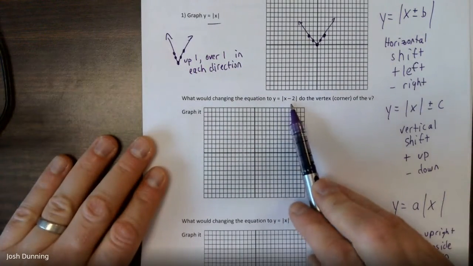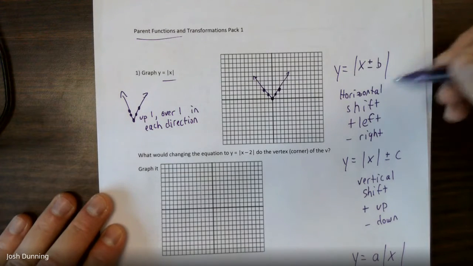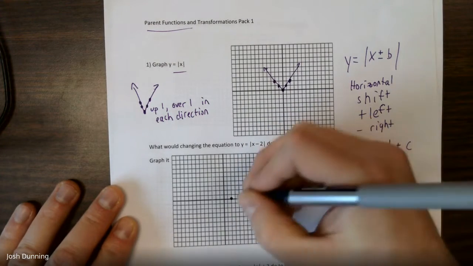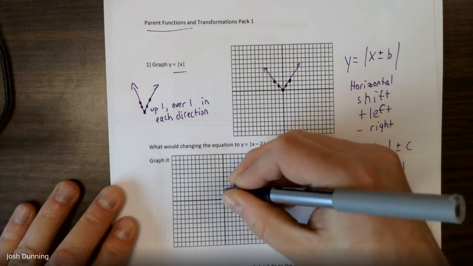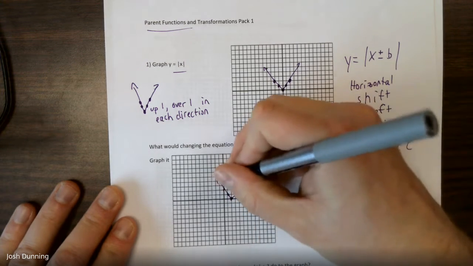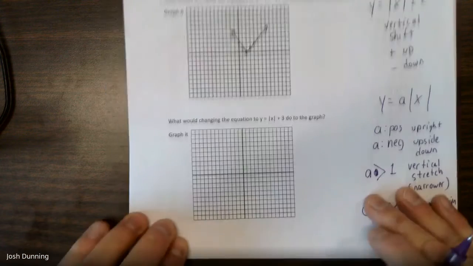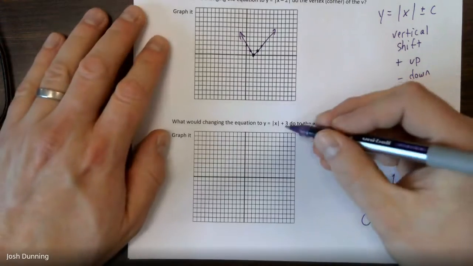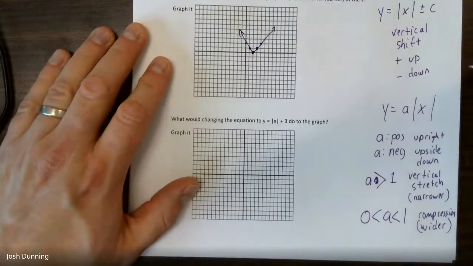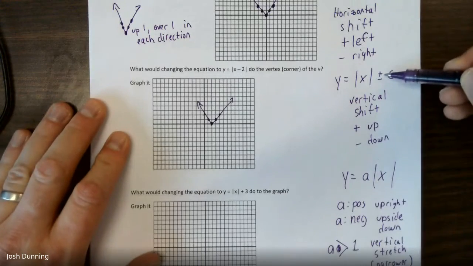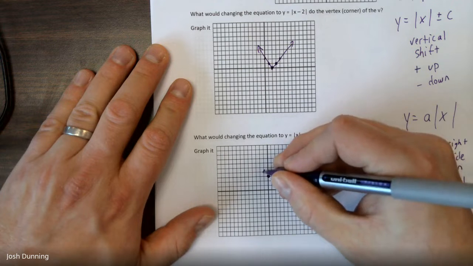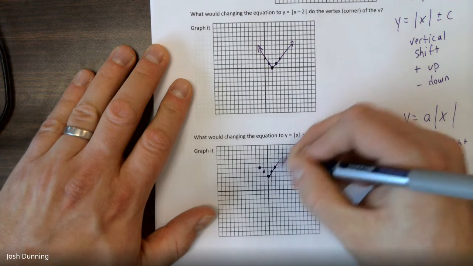All right, here we go. X minus 2 on the inside, so we're inside of the bars. Minus 2 is actually right. So there's your vertex, up one, right one in each direction. The whole thing is just shifted 2 to the right. After you get this, it's actually pretty easy. So here we have a +3 at the end outside of the bars. So like we have there, up. So our vertex, our corner, is up 3. Then you follow the same shape, up 1 over 1 in each direction.